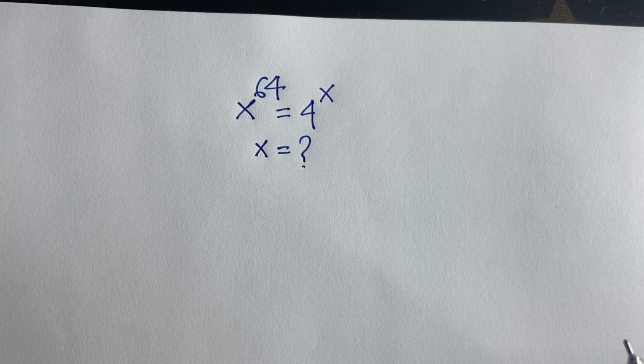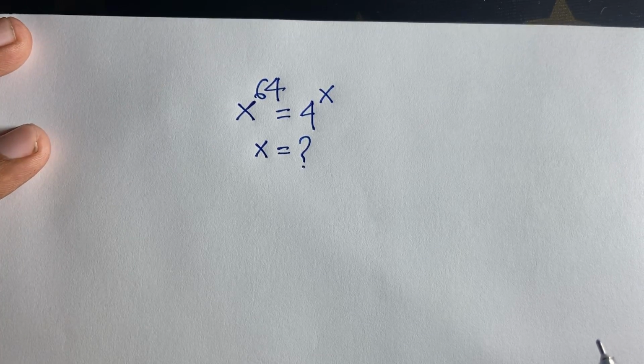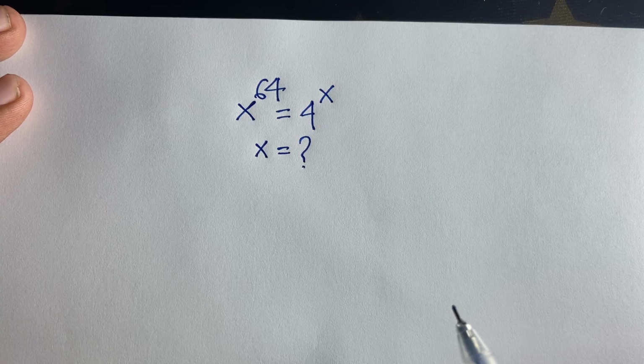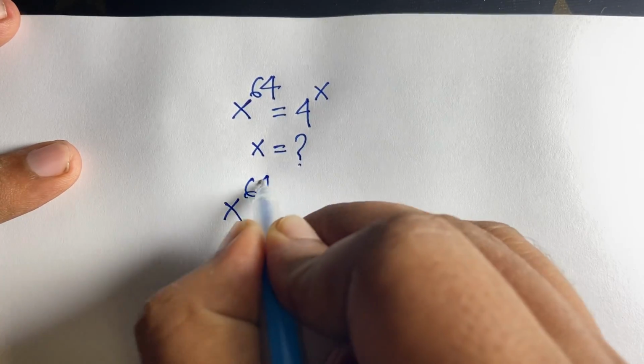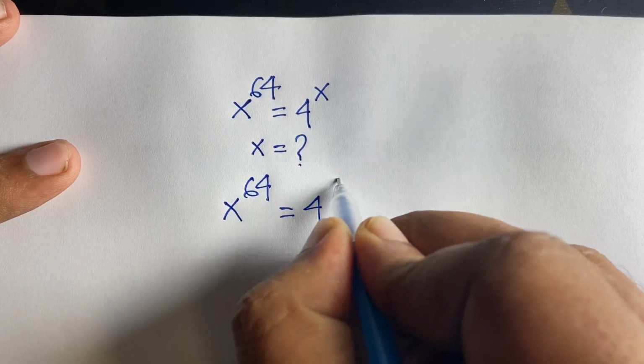Everyone, in this video we'll solve this interesting math question. x to the power 64 is equal to 4 to the power x is equal to what? How to solve this question? So our question is x to the power 64 is equal to 4 to the power x.